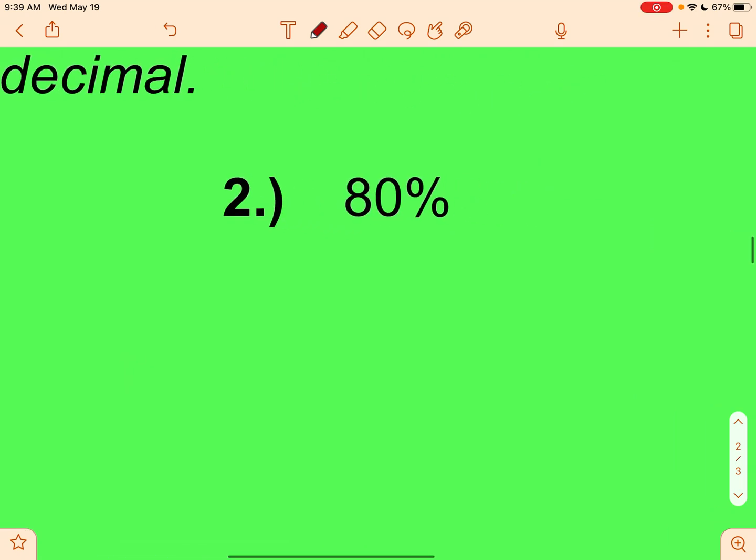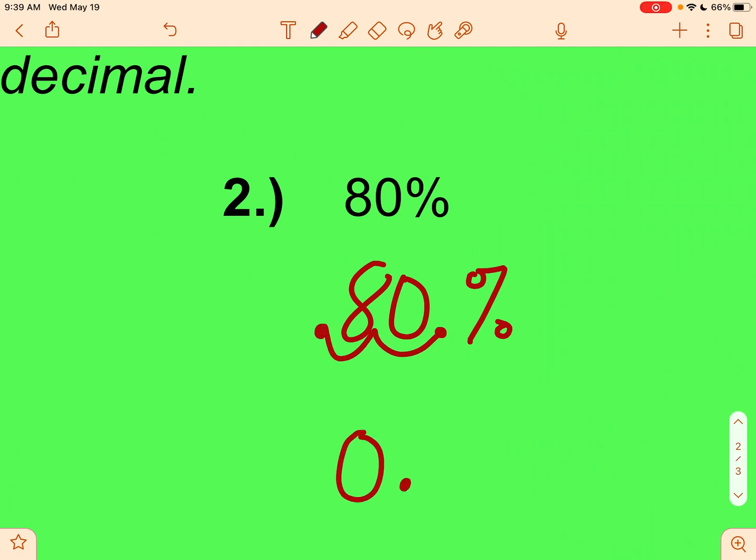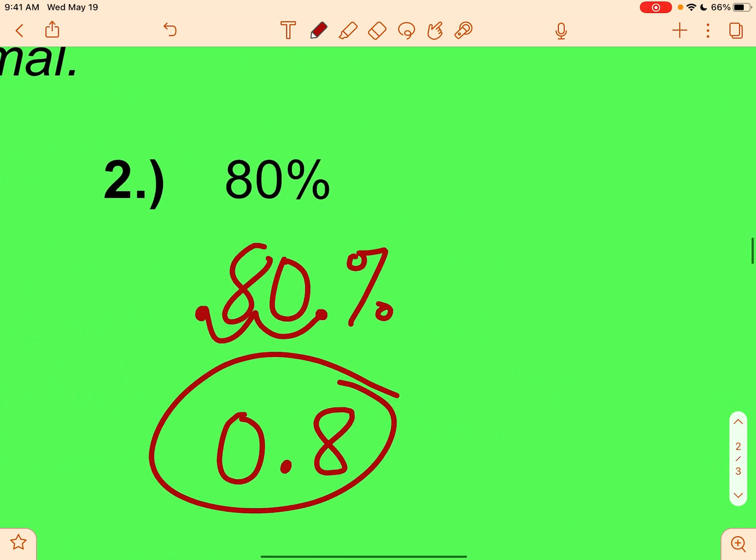Alright, going on to number 2, this time we have 80%. Again, we need to move our decimal point 2 places to the left because we're dividing. 1, 2, we get 0.8. And if you wanted to add this 0 on the end, you could, but you don't need it there. Okay, that's your answer for number 2.